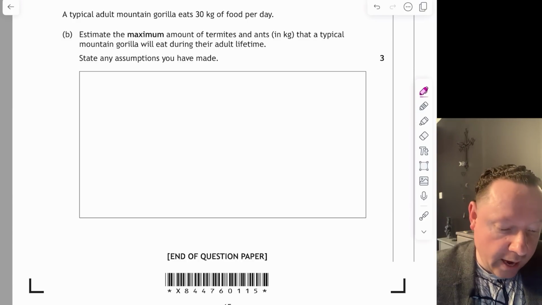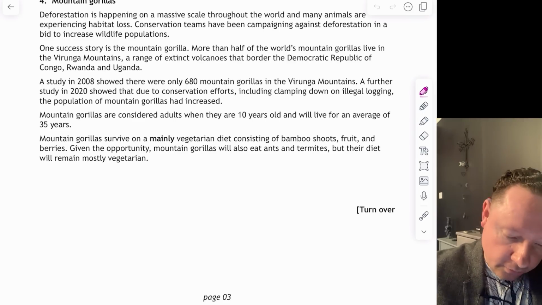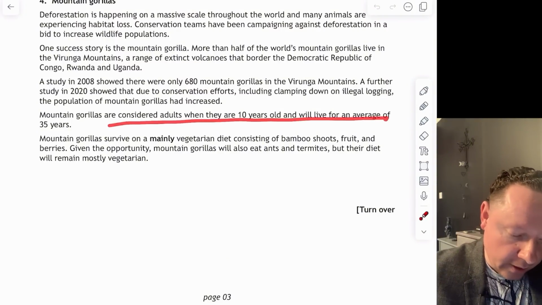An adult mountain gorilla eats 30 kilograms of food per day. Estimate the amount of termites and ants in kilograms that a typical mountain gorilla will eat during their adult lifetime. State any assumptions you make. So this is called a Fermi estimate. So we're looking at the second paragraph. Mountain gorillas are considered adults when they're 10 years old and live an average of 35 years.